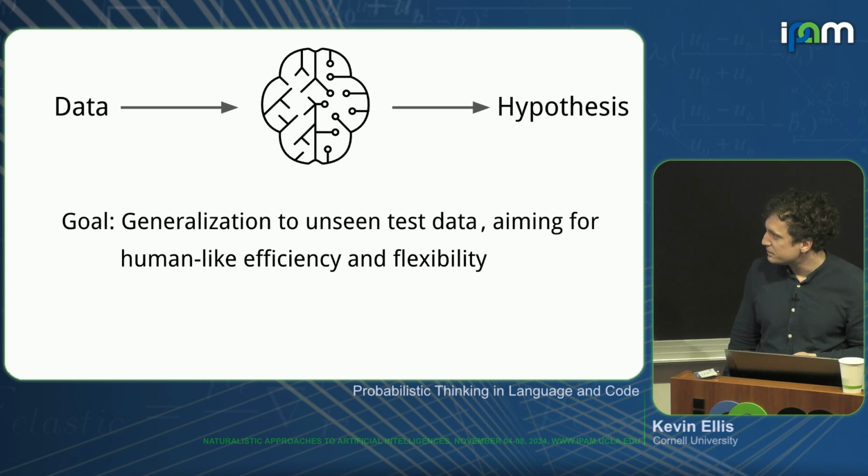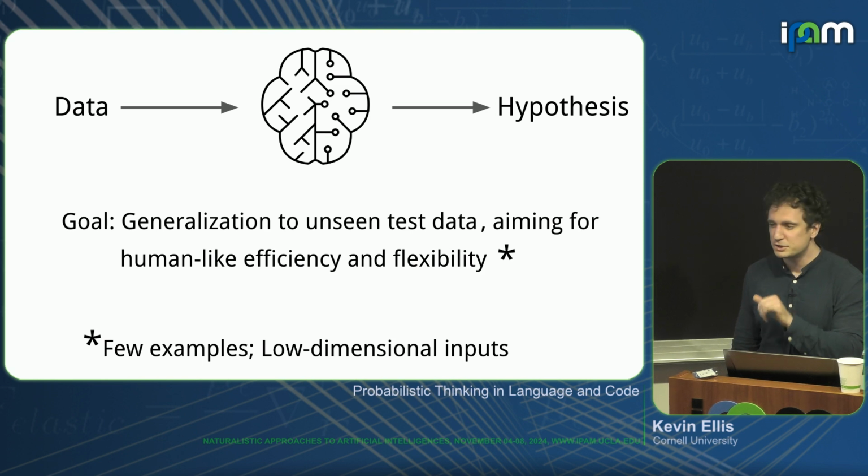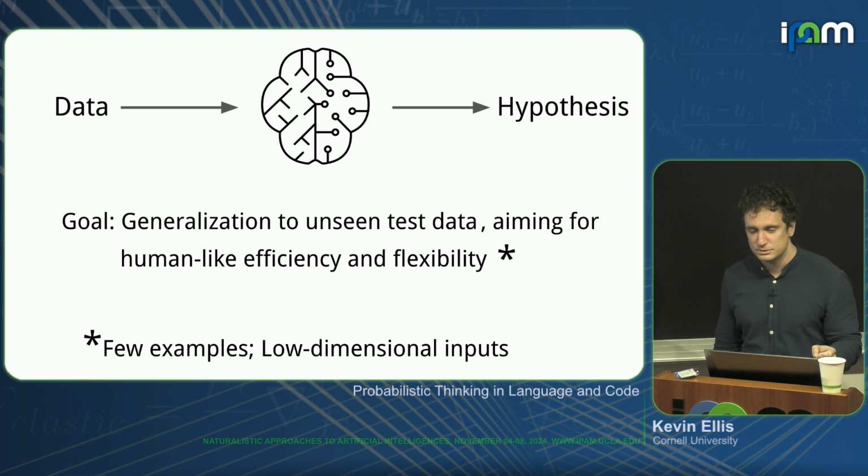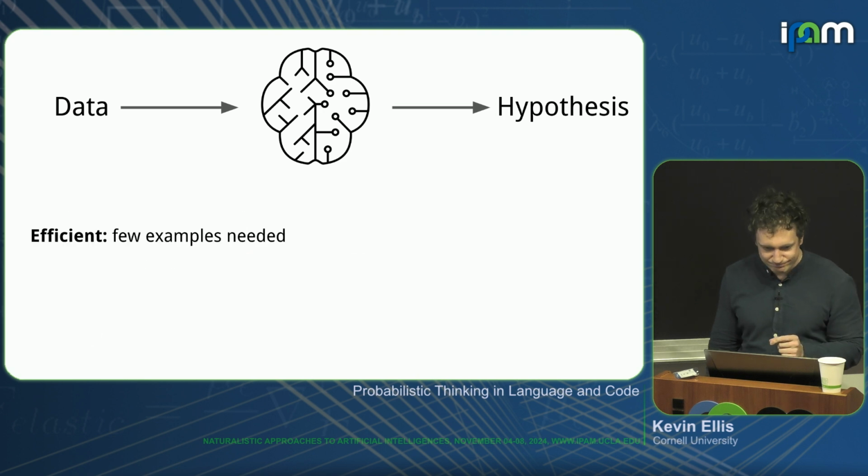And fundamentally, the reason why we want this is because we have some test data. We have some future life in which we're going to apply this hypothesis. And for now, we're going to try and aim for a system that is both efficient and flexible. And I'll explain what I mean by that in a second. But for the first part of this talk, I'm going to restrict myself to some really simple problems where there's not a lot of examples and everything is low-dimensional and symbolic. And that's going to allow us to do an easier study.